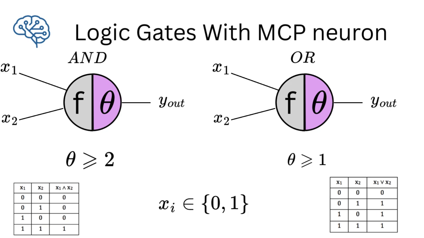If the sum is 1 or more, the neuron activates and outputs a 1. Only when both inputs are 0 does the sum stay below the threshold, giving an output of 0. This demonstrates how the MCP neuron also implements the OR gate simply by adjusting the threshold.